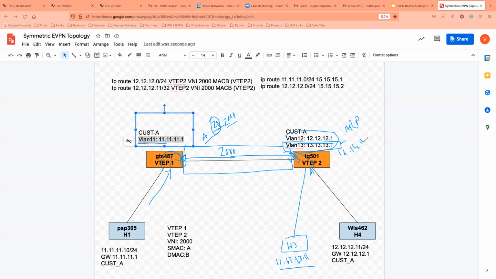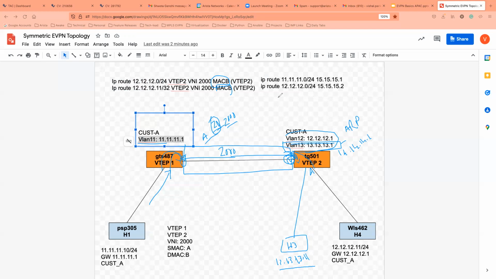In the above route, that MAC B, is that the router MAC? Yes, we will discuss that. It is the router MAC, which is the next hop MAC. We will discuss why this is so. Got it.